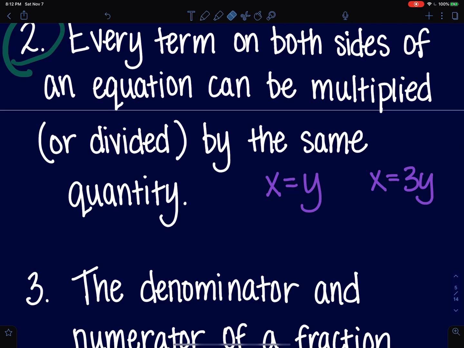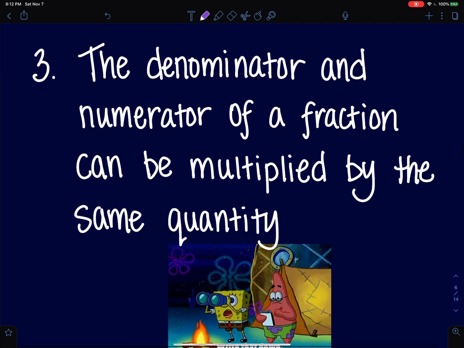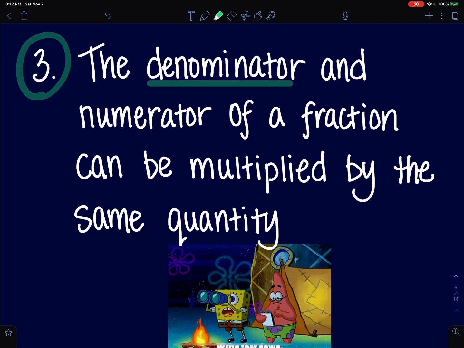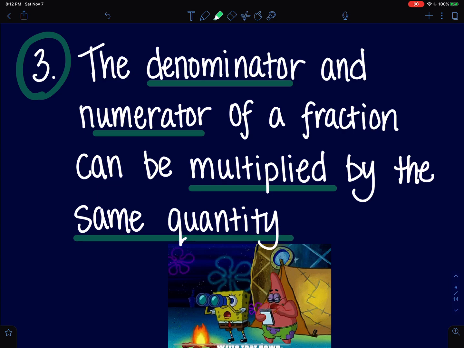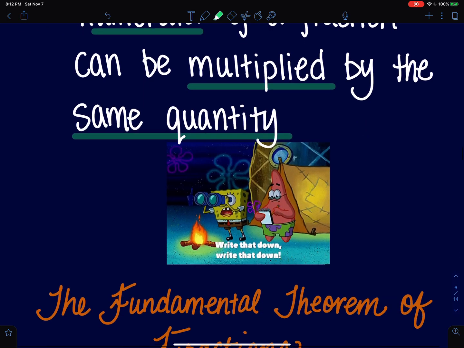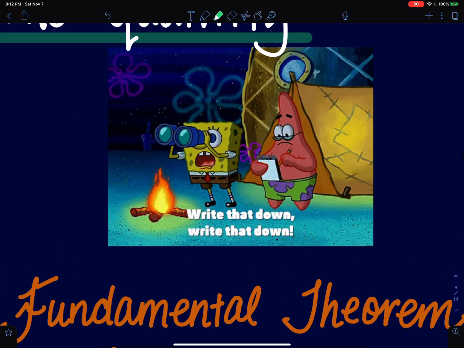But I could also say, x over 3 equals y over 3. And now I just divided both sides by the same quantity. Very important rule, one that you've been doing all along, but it's just written out as an important rule, so you know the importance of it. Number 3, the denominator and numerator of a fraction can be multiplied by the same quantity. This is the rule that is going to come in handy for today's lesson. Write that down. Write that down. You need to know that.